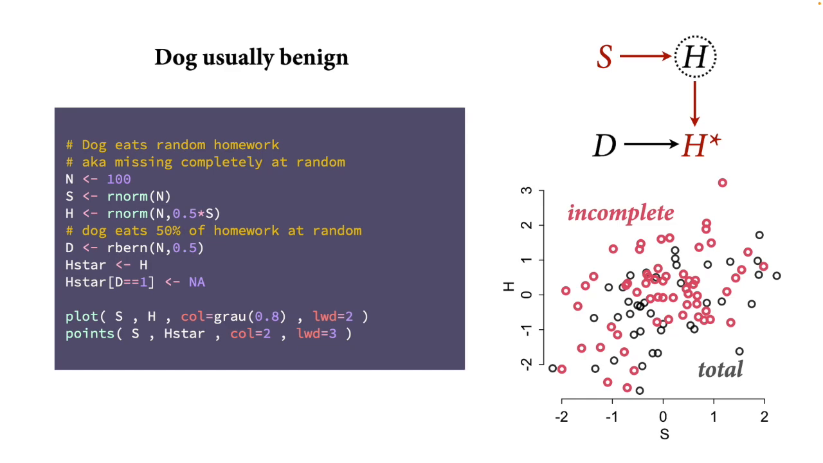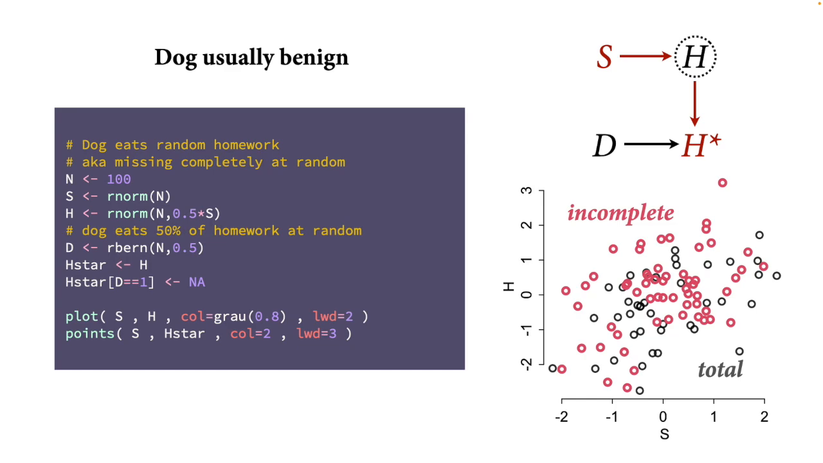Here's a simple simulation, so you can play with this and think about this causally. There's 100 students and 100 dogs. I simulate standardized student abilities in variable S, and then their homeworks are correlated with their abilities. And then the dog eats 50% of the homework totally at random without any regard for the quality of the homework, as dogs do. And then we have an observed variable H star, which has missing values in it.